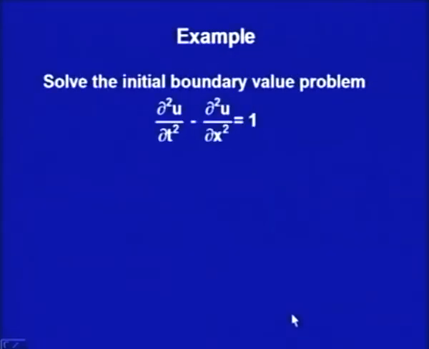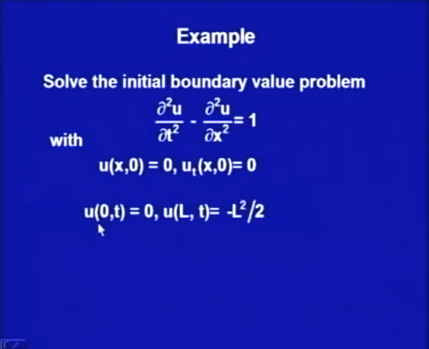Solve the initial boundary value problem, ∂²u/∂t² − ∂²u/∂x² = 1, with initial conditions u(x,0) = 0 and u_t(x,0) = 0, and boundary conditions u(0,t) = 0, u(l,t) = −l²/2, where this equation is for x from 0 to l and t positive.